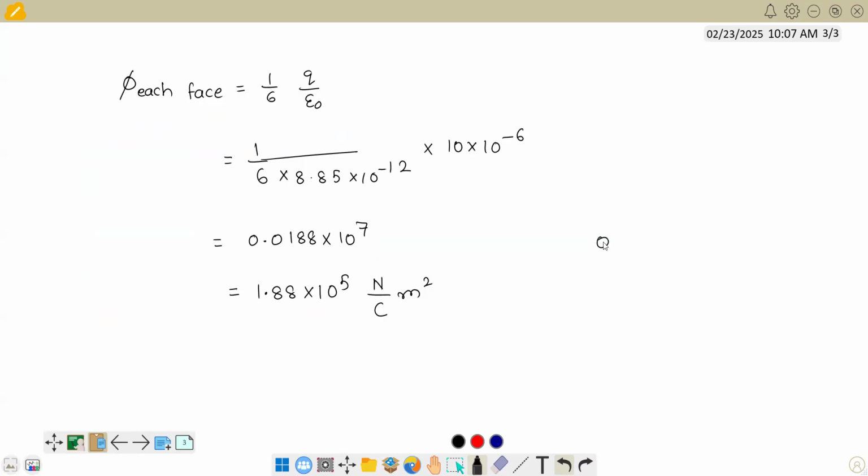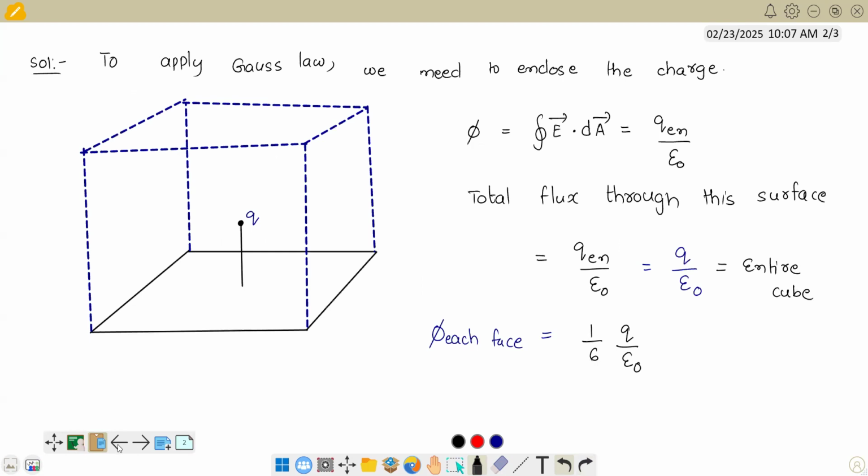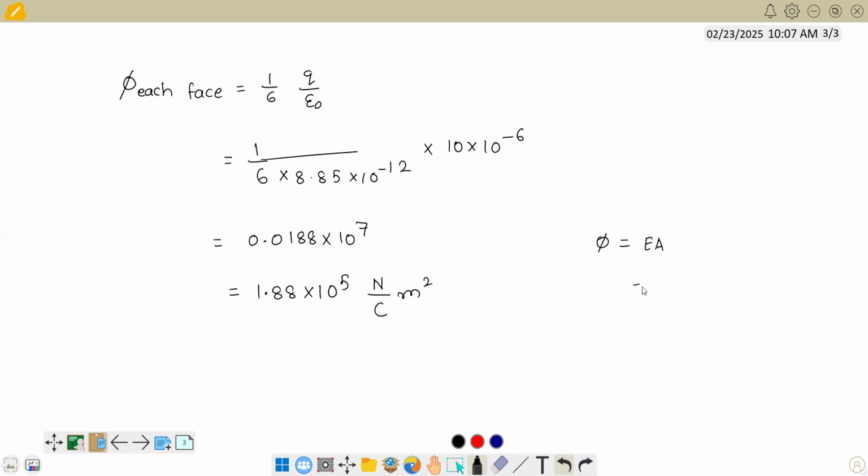If you notice, the flux formula is E into A, electric field into area. Electric field units are newton per coulomb. Area units are meter square. So this is how you can easily remember the units of flux. So this is the value that you will get.